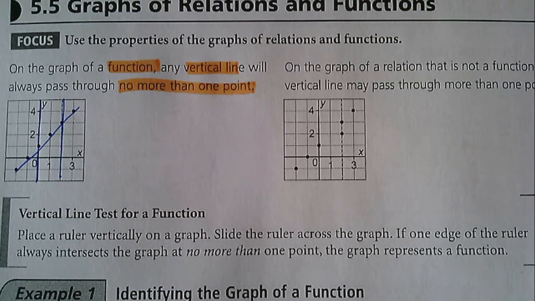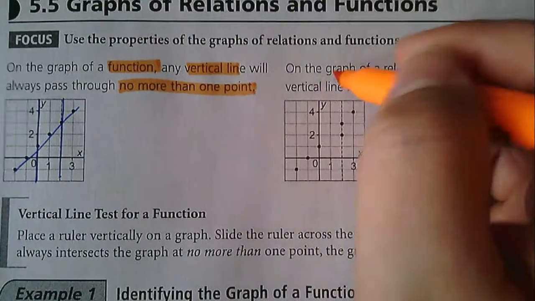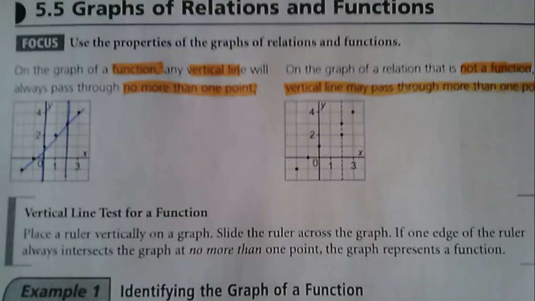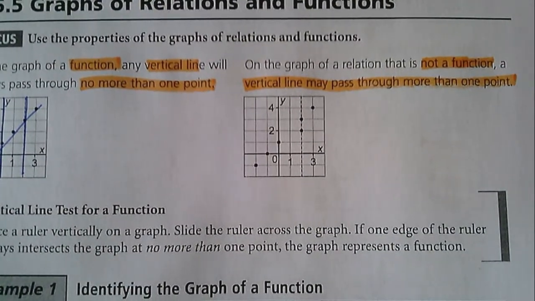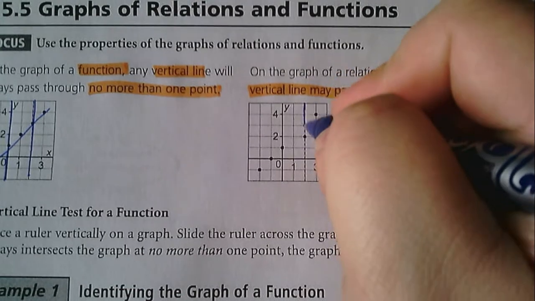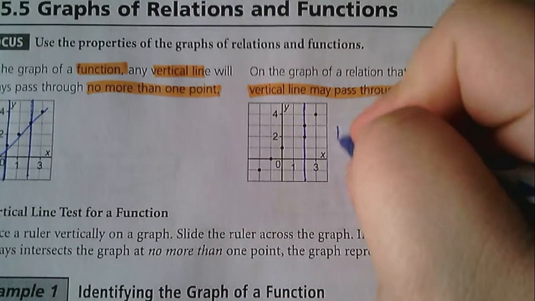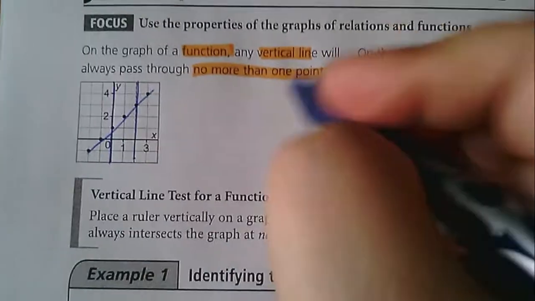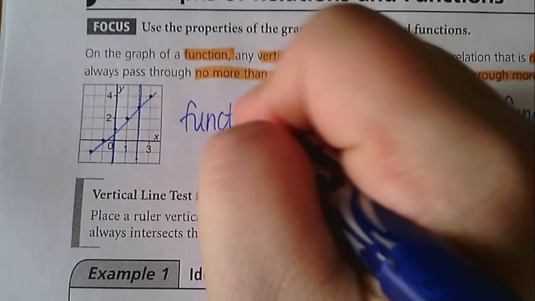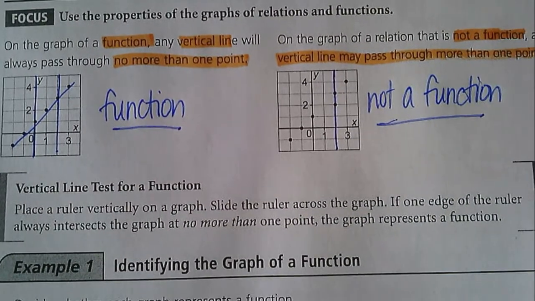That's really important. If we look at a graph of a relation that is not a function, then we might have a vertical line pass through more than 1 point. It's not every single spot on this graph, but there could be one spot in particular where a vertical line might pass through more than 1 point. If we look right here where that dotted line was drawn, that vertical line passes through more than 1 point. That means this is not a function, whereas the graph on the left-hand side was a function. So we can use this vertical line test to tell whether something is a function or not.